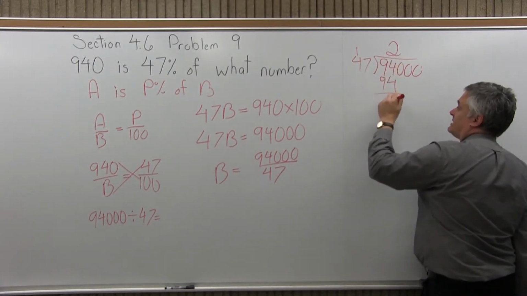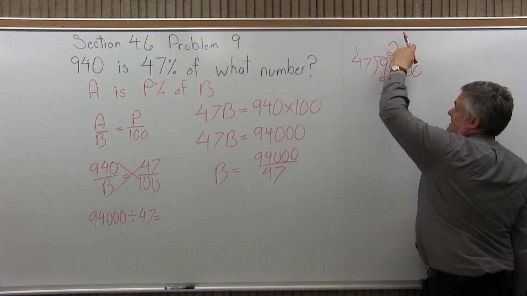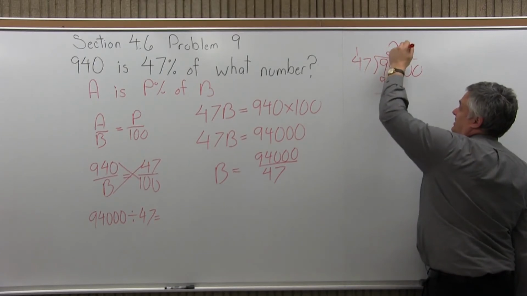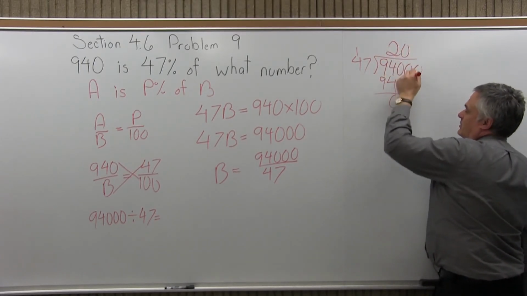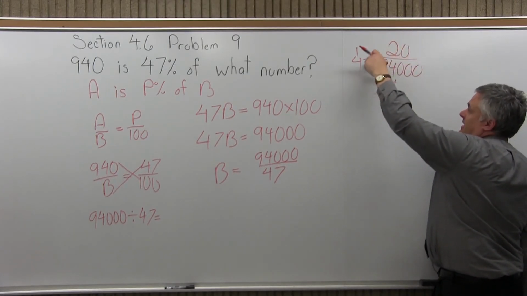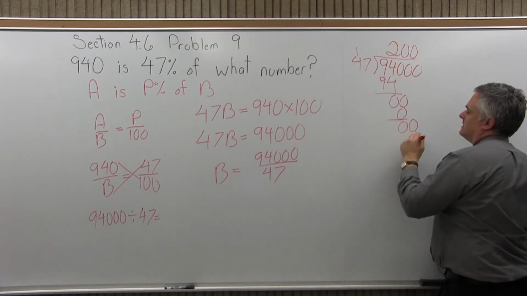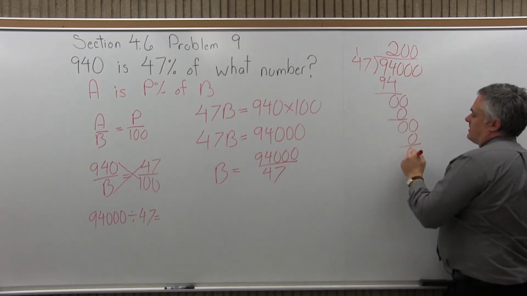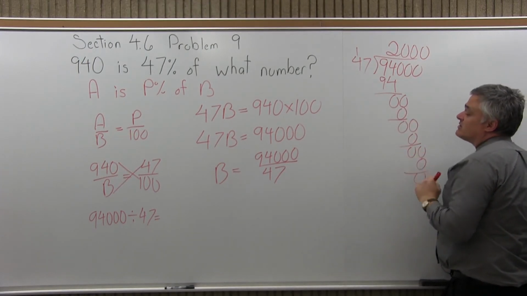So 94 minus 94 is 0. Bring down the 0. Something times 47 is 0. Well, clearly it's 0. You subtract, you get 0. Bring down the next 0. Something times 47 is 0. Well, of course, that's also 0. Bring down the next 0. That's also going to go in evenly. So you get an answer of 2,000.